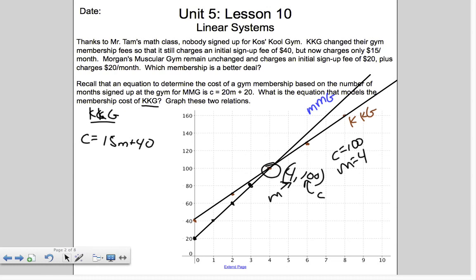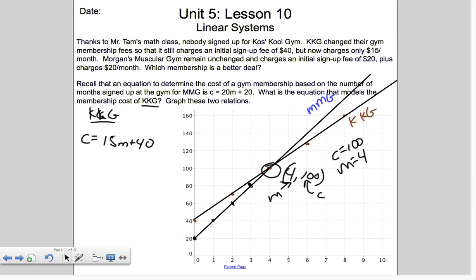So at Cause's gym, at 4 months, we paid $100. At Morgan's gym, at 4 months, we paid $100. When the month was 4, cost was 100 on both of those equations. That's what the point of intersection really means. That's where x and y values are the same for both equations. And we look conceptually at our lines, and we see that x and y is the same for both of them.